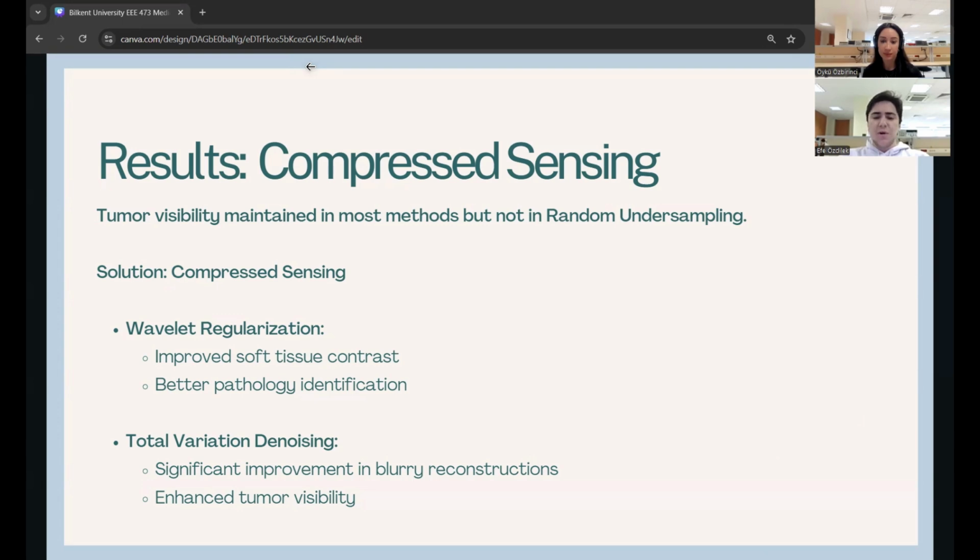And for total variation denoising, the blur was cancelled with an iterative algorithm using the gradient descent algorithm, and we could enhance the tumor visibility as well.